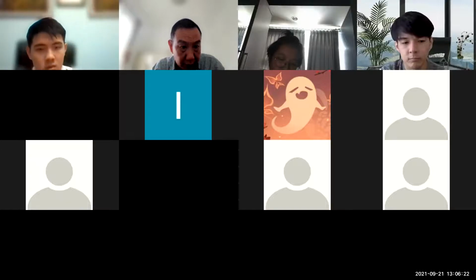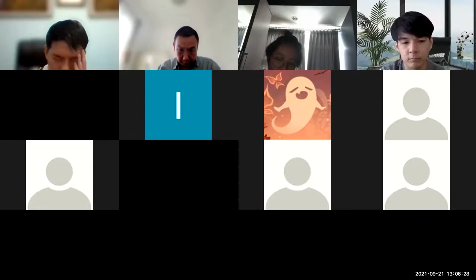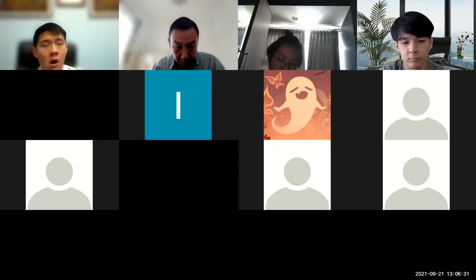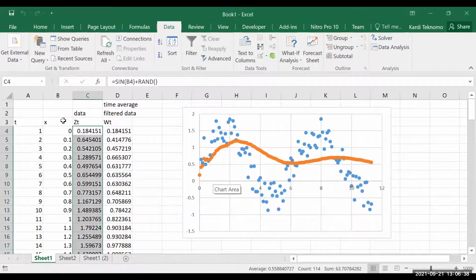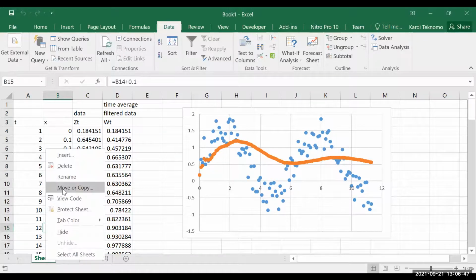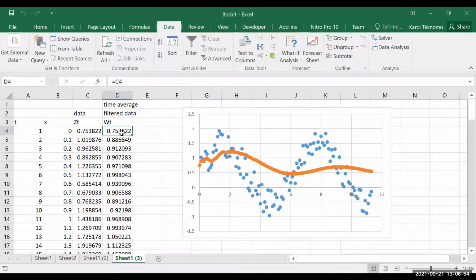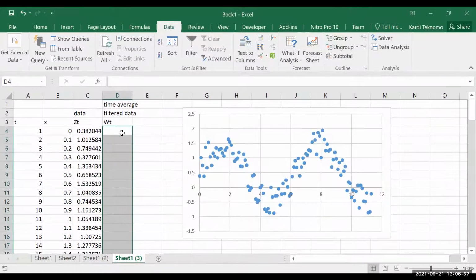So I create a new sheet. Let me share my screen with you. This is the first one from earlier. I will copy this into a new sheet at the end, and then delete the last filter data. Now I need to create a Butterworth filter.